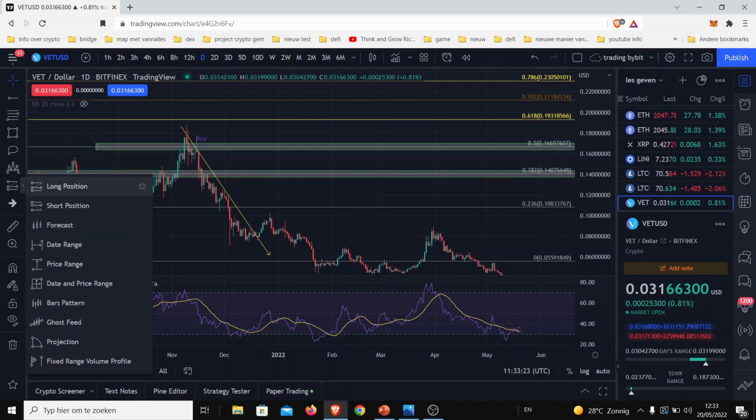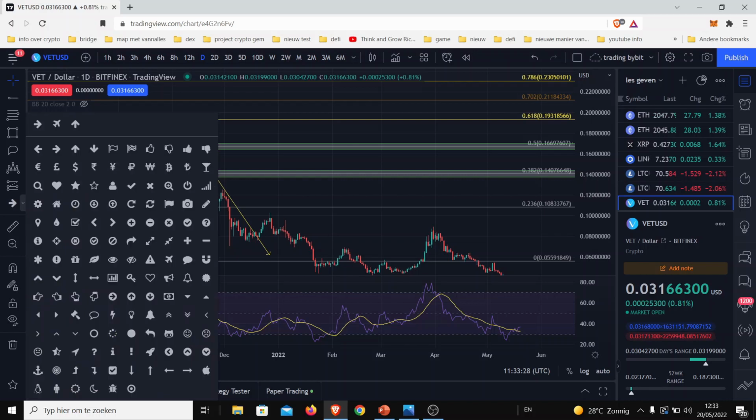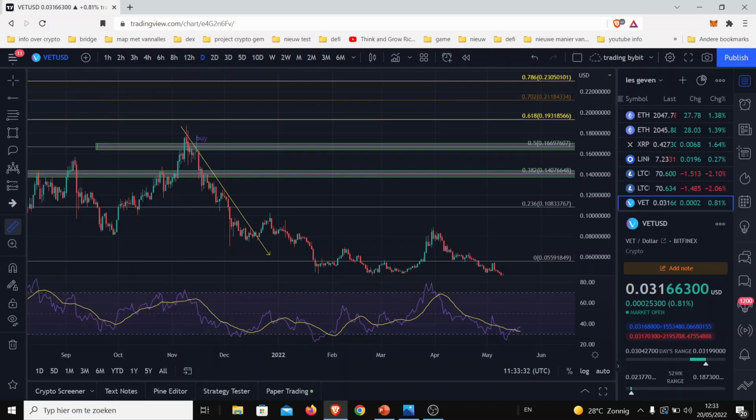Long positions and short positions, I don't use this. I don't find it accurate enough. I put my own stuff into it. You can also put some symbols into it if you want to. This one I do use.